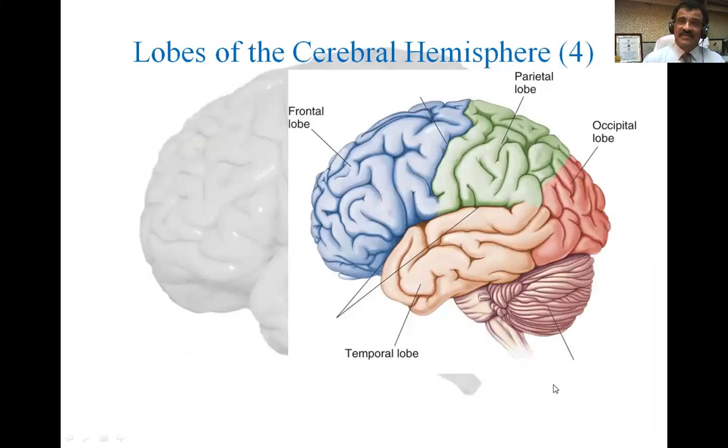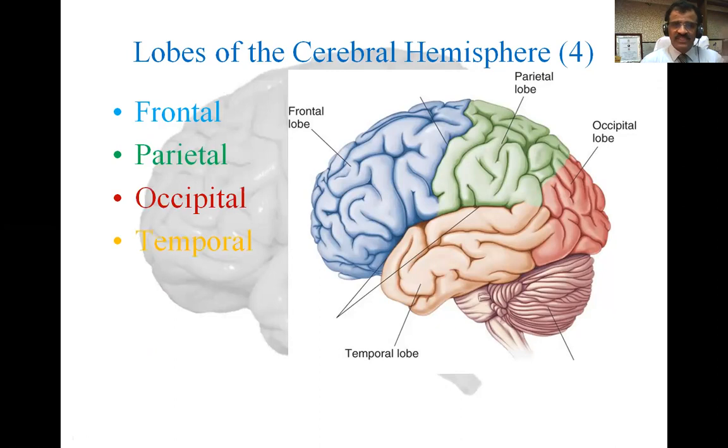Yesterday, we studied the cerebrum and the two cerebral hemispheres. Each cerebral hemisphere contains 4 structural lobes, and those are frontal lobe, parietal lobe, occipital lobe, and temporal lobe. So these 4 lobes we will be studying today one by one.